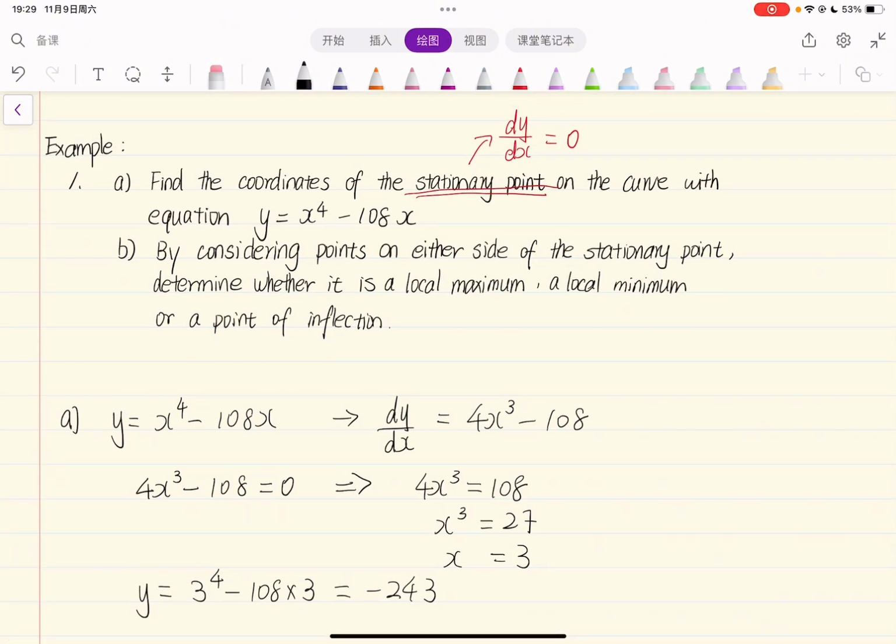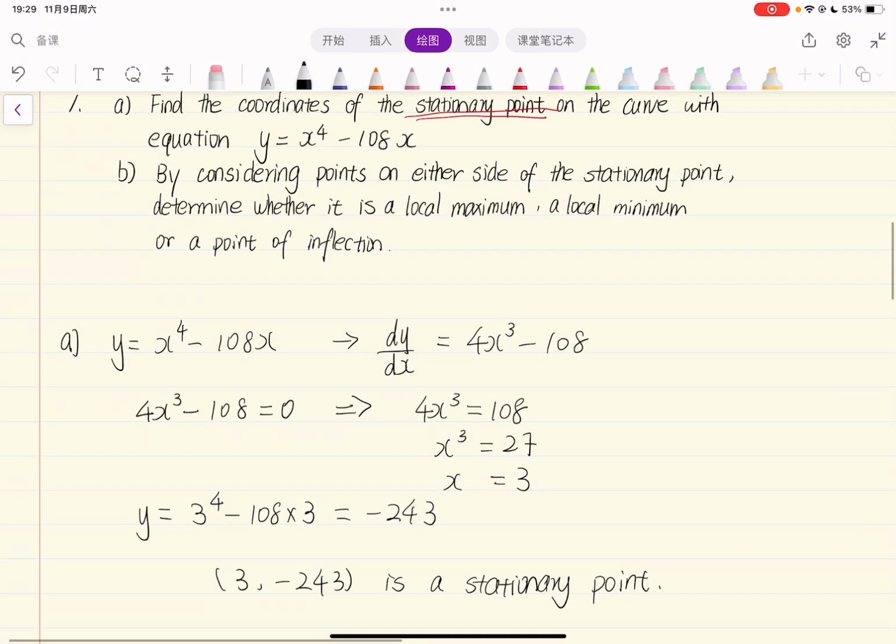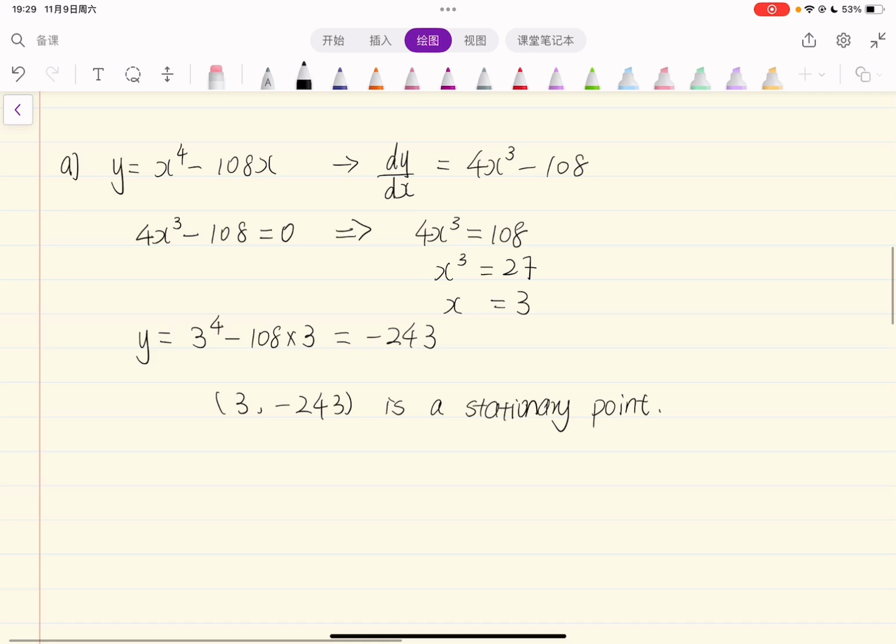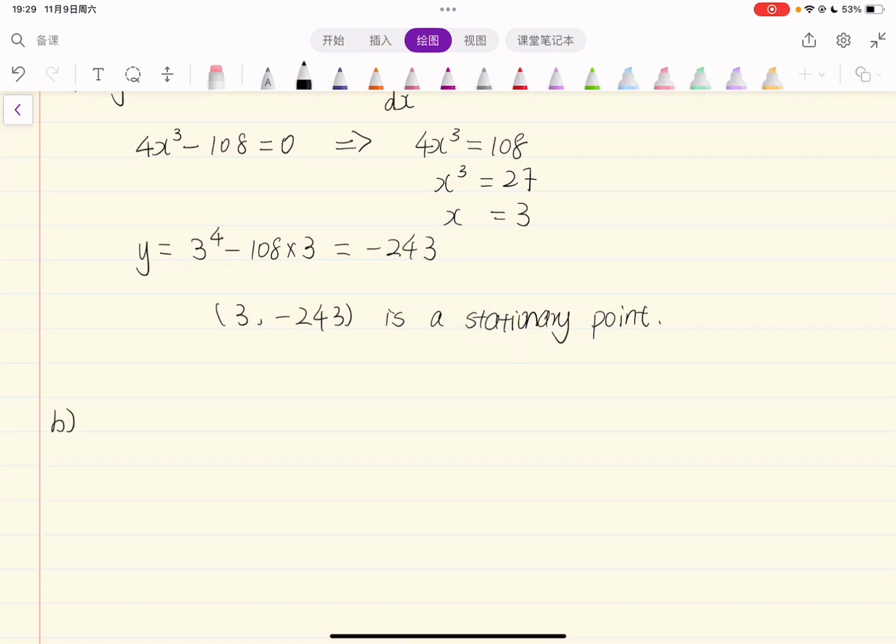Part B: by considering points on either side of the stationary point, determine whether it is a local maximum, a local minimum, or a point of inflection. Now we consider the gradient on either side of (3, -243). So we can set up a table. x equals 2.9, x equals 3.1, and in the middle we have the stationary point, x equals 3.